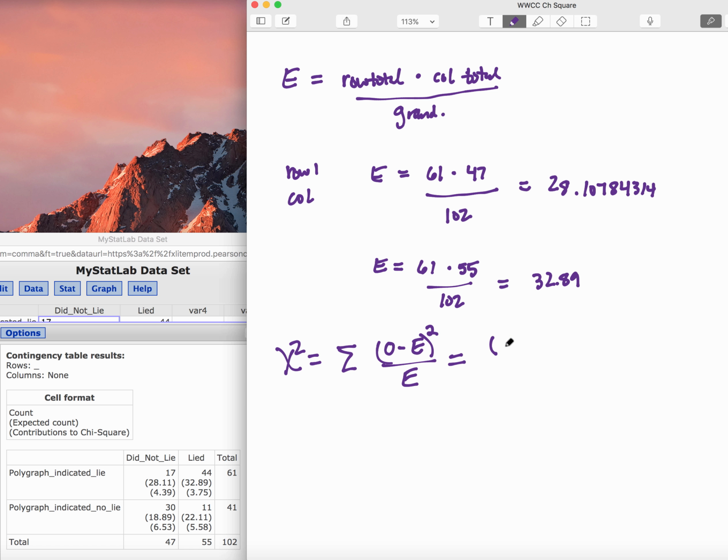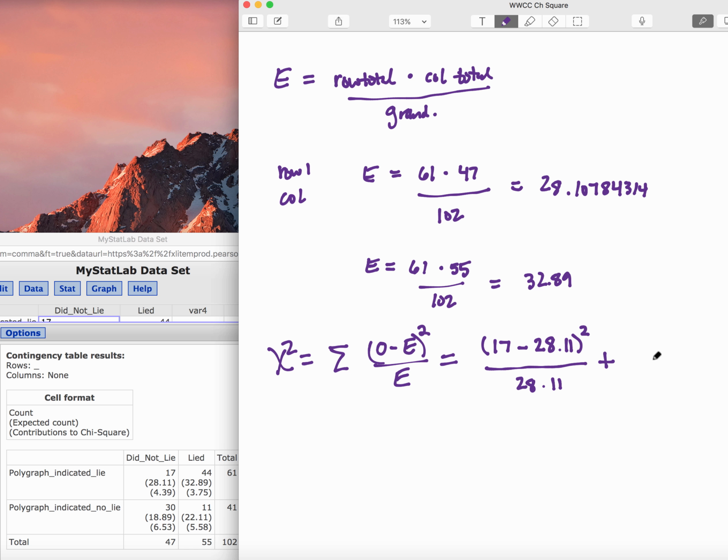So I will take my observed. So first cell, I have 17 observed, but I expected to see 28.11 people there. Square that, and then divide that by 28.11. And this sigma here says add up for every cell. So I'm going to plus. Now I go to the next cell. So observed, I saw 44 people in that cell, but I should have seen 32.89 people. Square that, and then divide by 32.89.